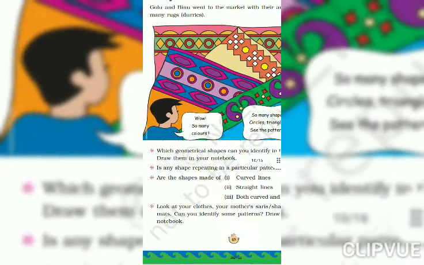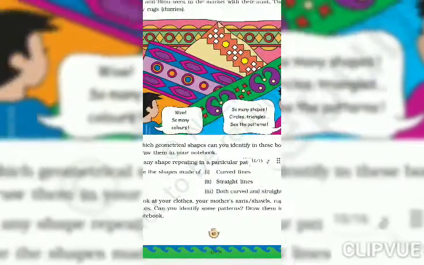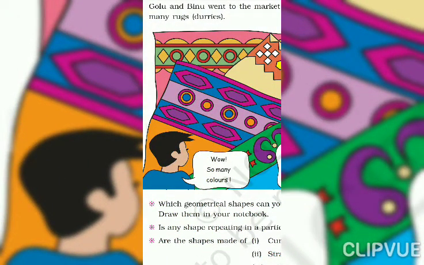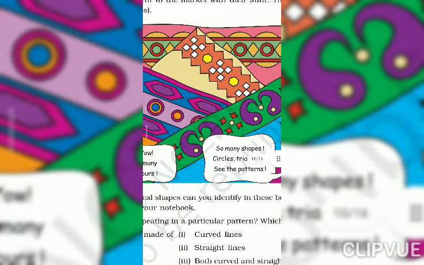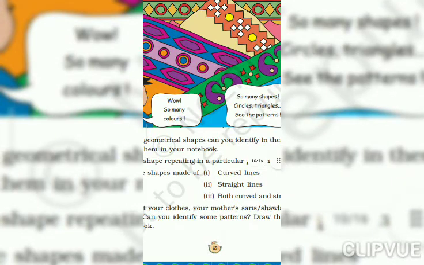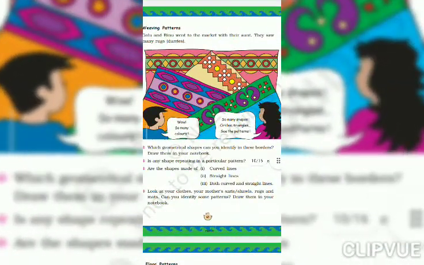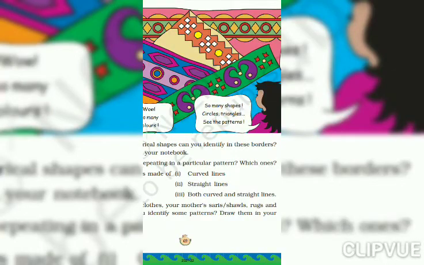Now in this figure, which geometrical shapes can you identify in this border? You can see parallelogram, circles, squares, even hexagon, then rectangles, triangles, all the shapes are here. You are going to write the names of the shapes here in your textbook. Whatever shapes you have identified, make a list of those shapes in your textbook.